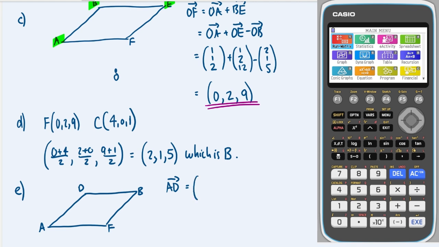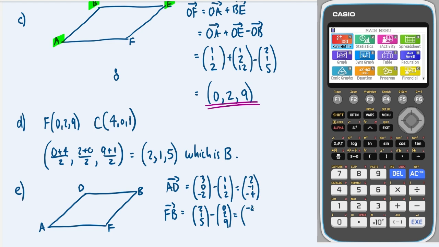So AD is D minus A, and D was 3, 0, minus 2, minus A, which was 1, 1, 2. And this gives us 2, minus 1, minus 4. And we're going to hope this is equal to FB, which is B minus F, so which is 2, 1, 5 minus F, which was 0, 2, 9, and that gives me 2, minus 1, minus 4. Fantastic.